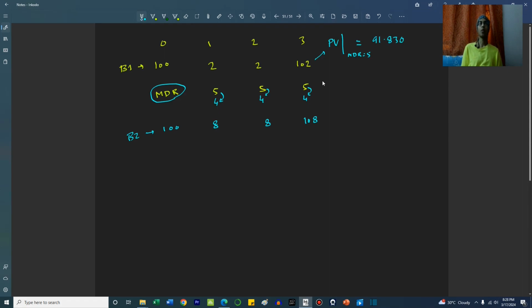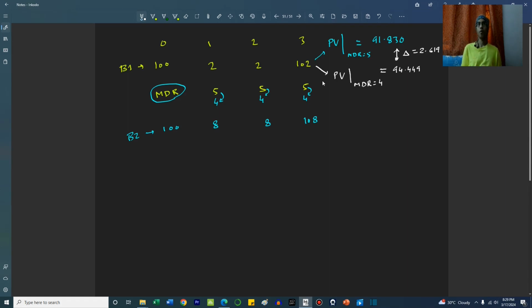Now we find out the present value when the market discount rate is 4%. This comes to be 94.449. So the difference is 94.449 minus 91.830. This is 2.619. This is the difference.